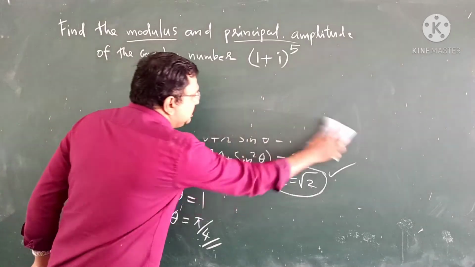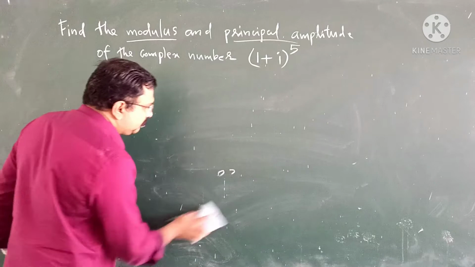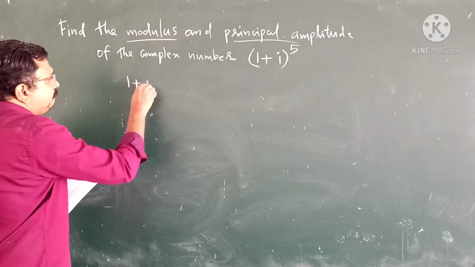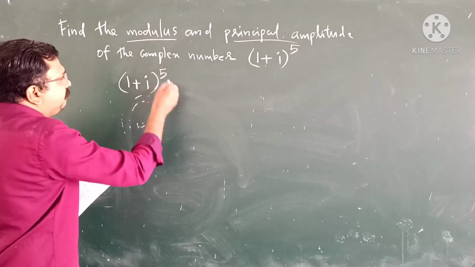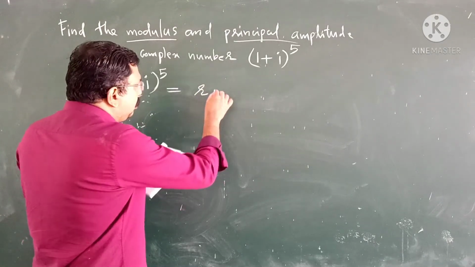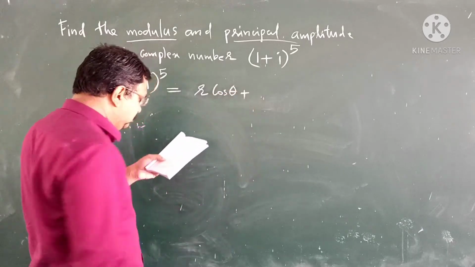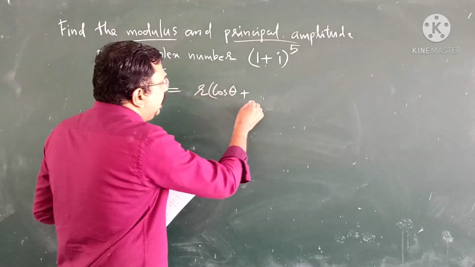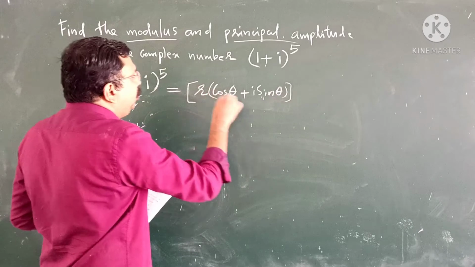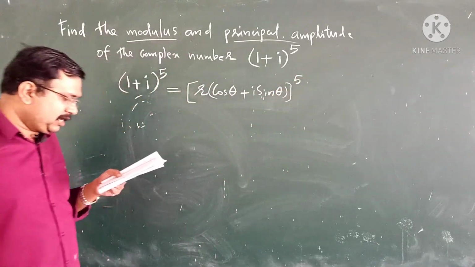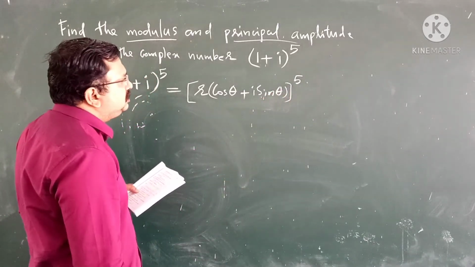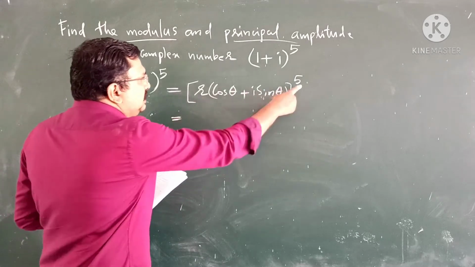Next step, we can write (1 + i)^5 equal to, this can be written as (r cos θ + i sin θ)^5, that is equal to r raised to 5.